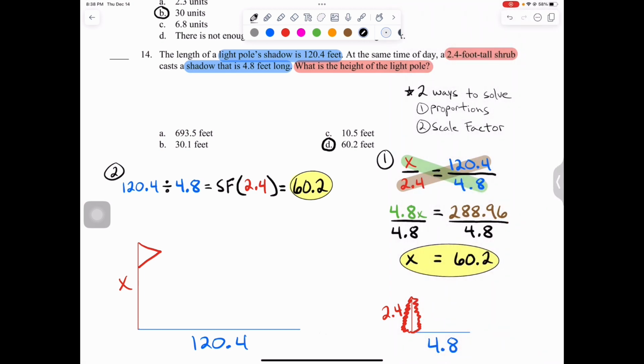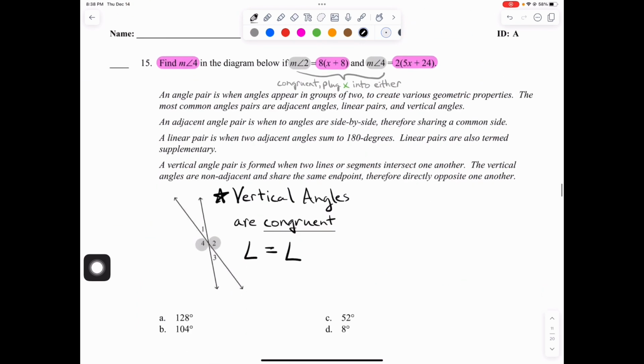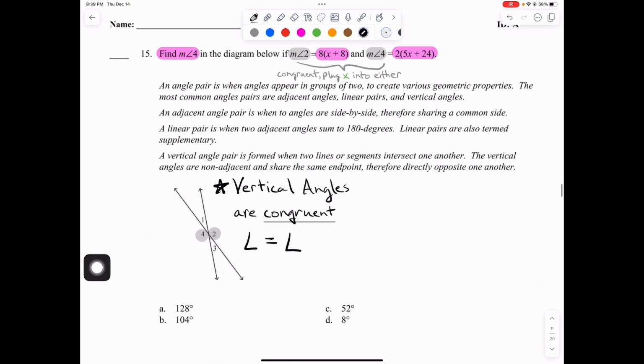All right, I definitely recommend drawing this out just so you can see it yourself. Moving forward to 15. Again, I left some things in because I just feel like it really benefits us. A couple of key things you might want to take right away. Vertical angles are congruent, as we can see. And let me read through. So find the measure of angle 4. Okay, so we're looking for 4.